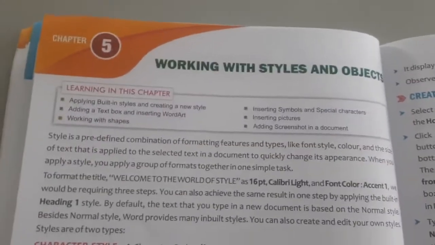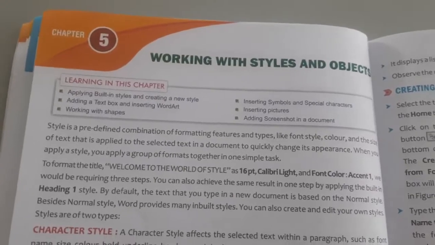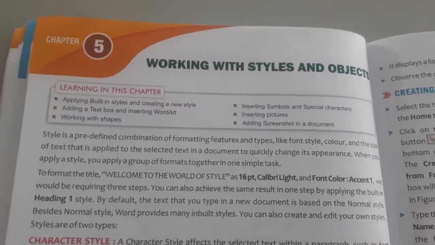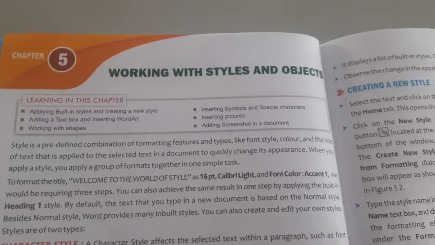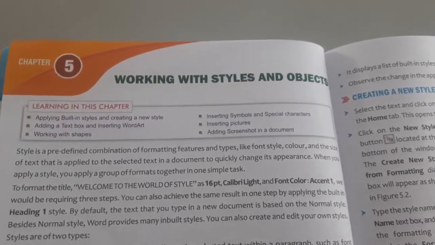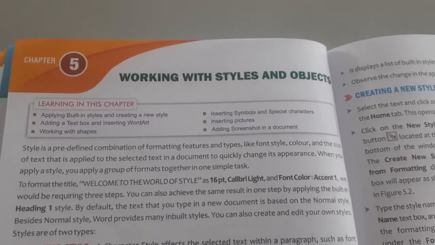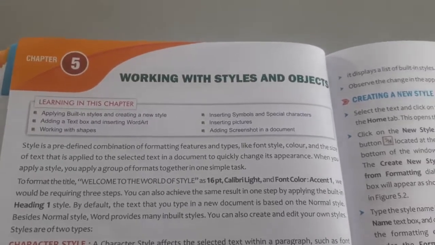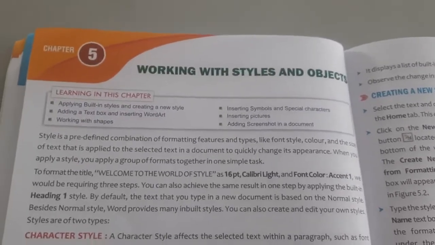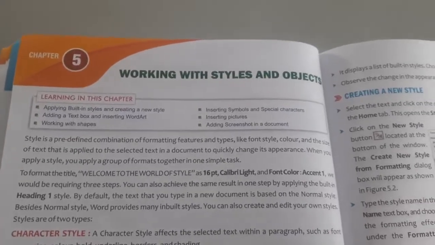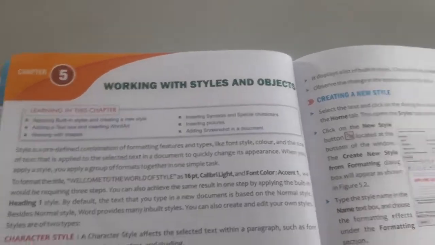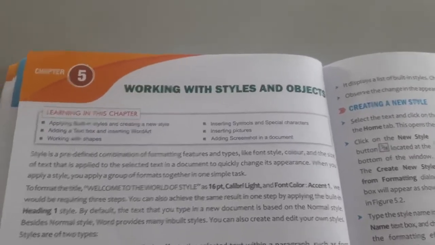Okay, so style, what is a style? It is a predefined combination of formatting features, just like font style, colors, size, bold, italic, that's applied on a document to quickly change its appearance. So when you apply a style, you apply a group of formats. You can change the size, you can change the color, you can apply the bold, you can apply the italic effects.